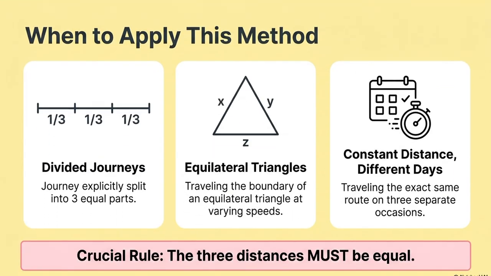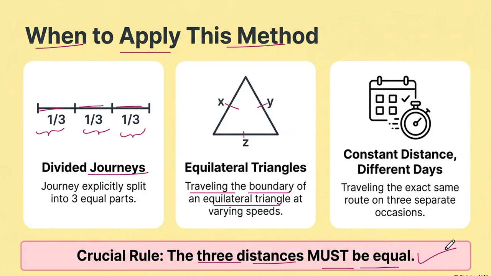The first and important part is when to apply this method. You can use this short trick whenever your journey is divided into 3 equal parts, or it is given like traveling the boundary of an equilateral triangle, because an equilateral triangle has 3 equal sides. Speed can be different, time interval can be different, but the 3 distances must be equal. In that case, you are eligible to apply this method.